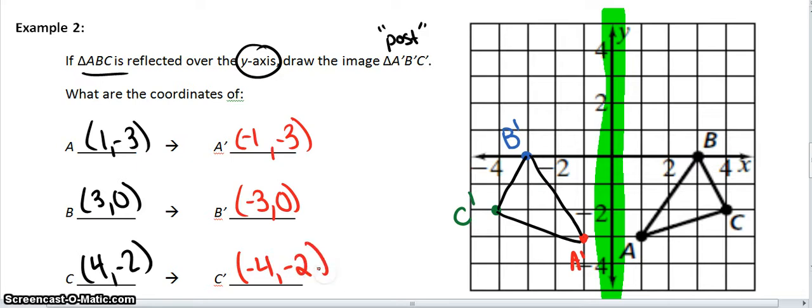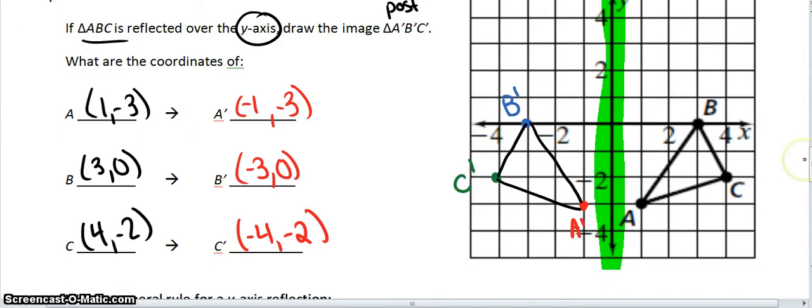So which coordinate changed in this case? Okay, let's compare. So we had 1, -3, and we have -1, -3. So our y stayed the same, but our x's are different. Here I had 3, 0, now I have -3, 0, so that has changed. Here I had 4, -2, now I have -4, -2. So this time, we're looking at our x-coordinates to change. Why are our x-coordinates going to change even though we're reflecting over the y-axis?